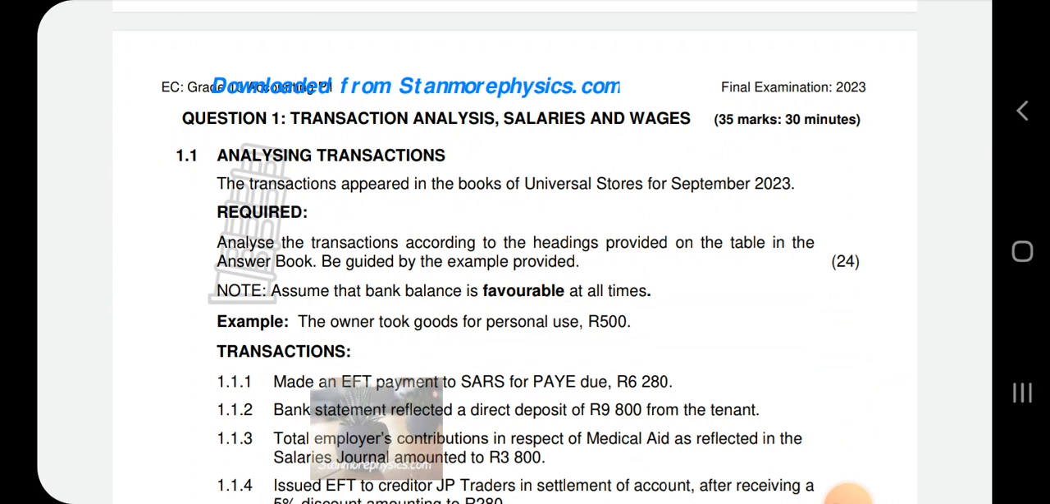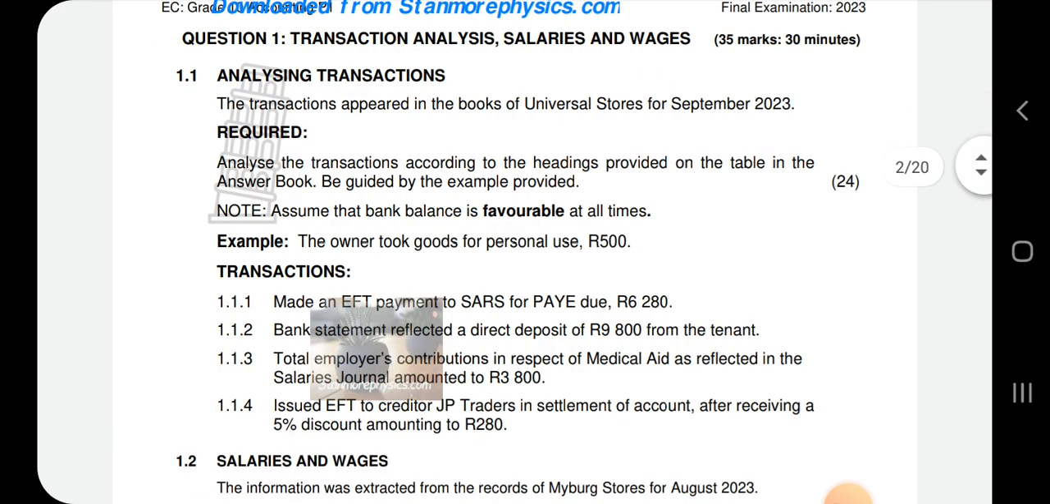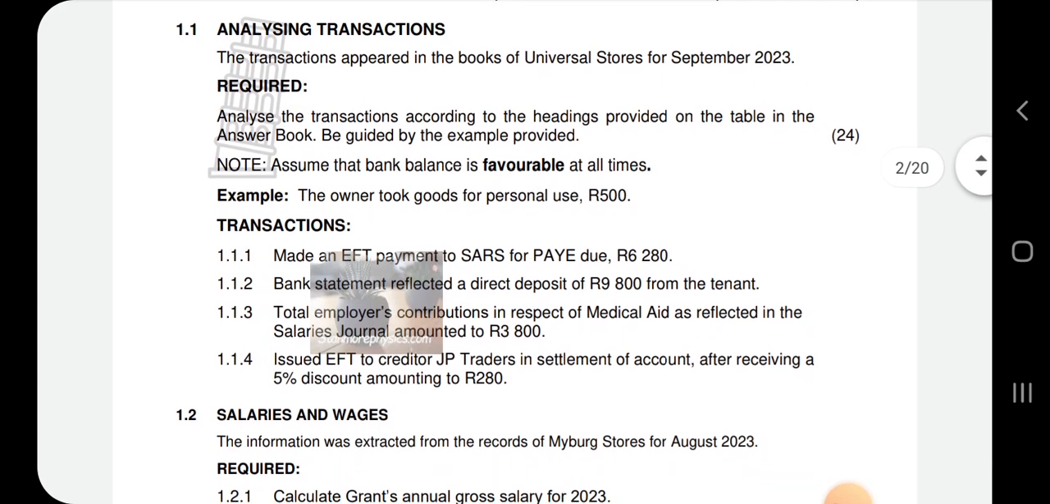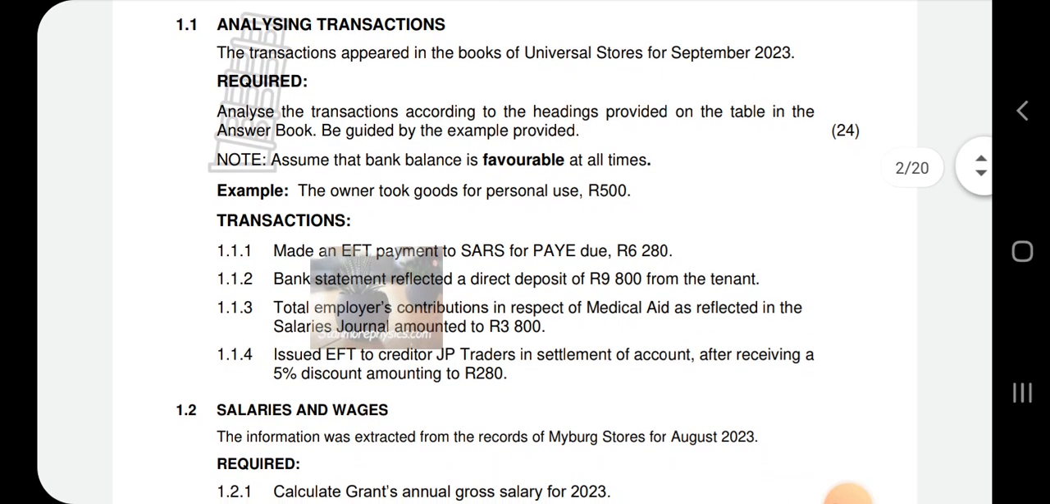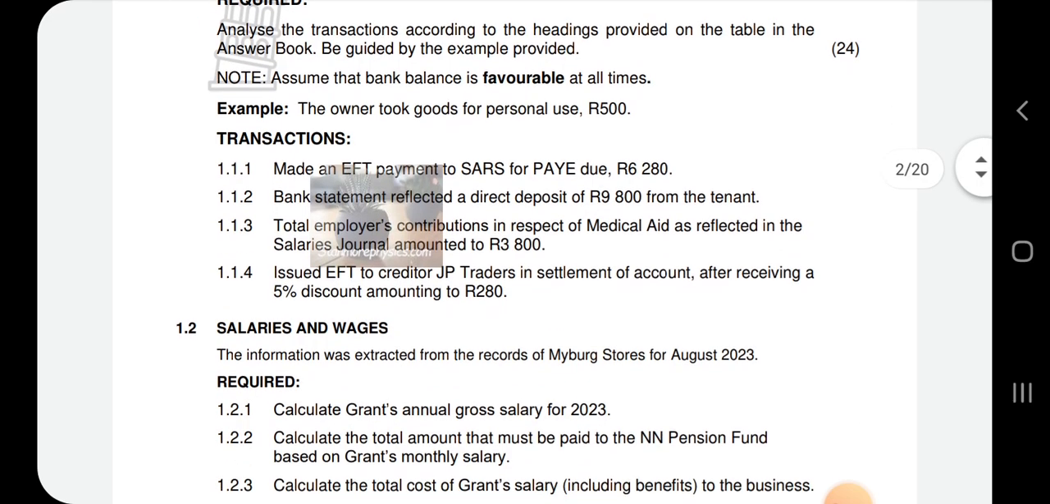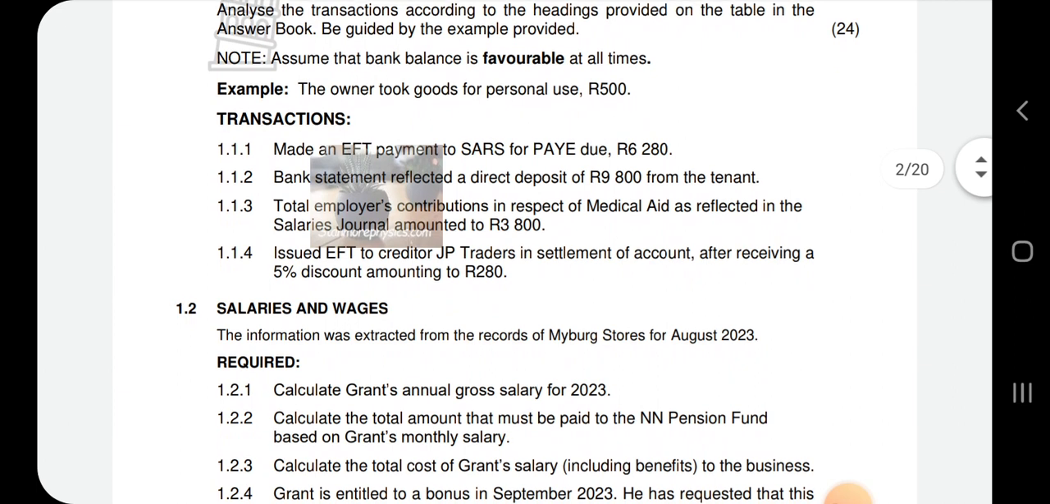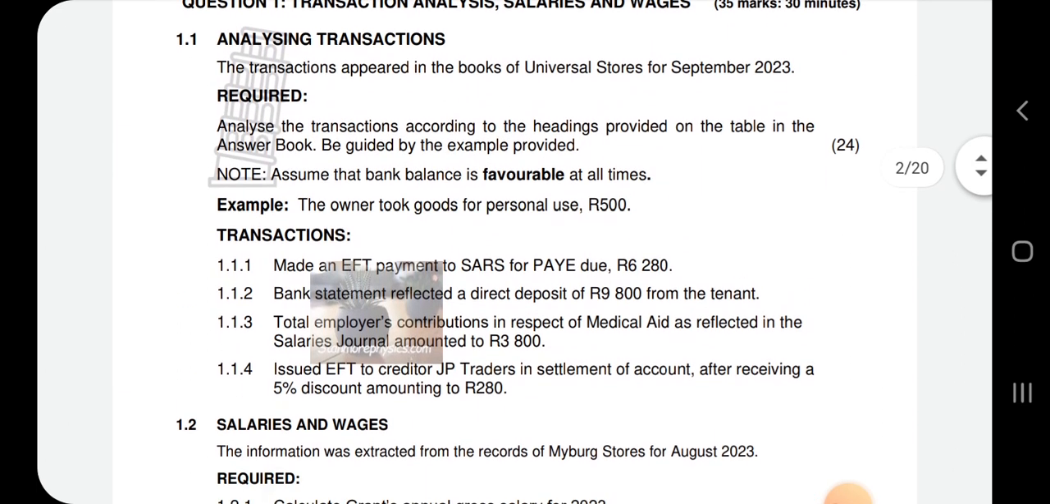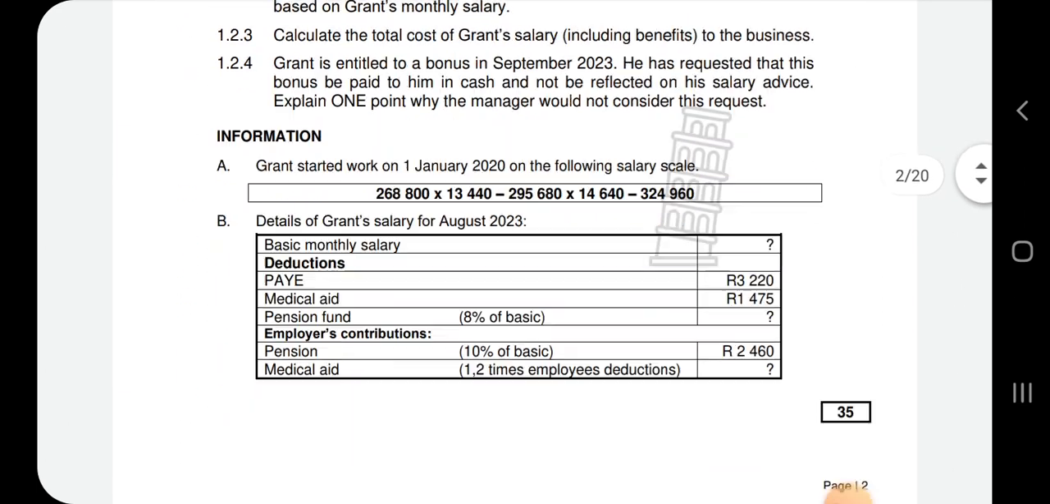So let's see question 1, transaction analysis. We have transaction analysis, and then we have salaries and wages. The transactions appear in the books of Universal Stores for September 2023, and we are required to analyze the transactions according to the headings provided in the table in the answer book. Be guided by the example provided. So that is question 1. We'll come back to it.